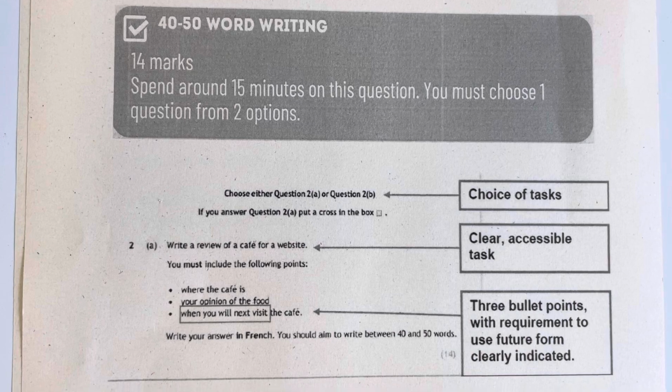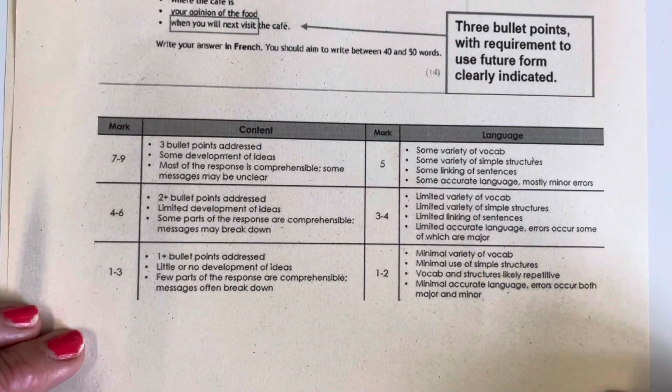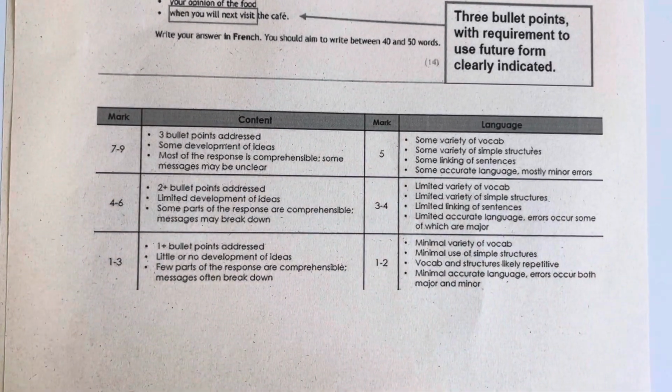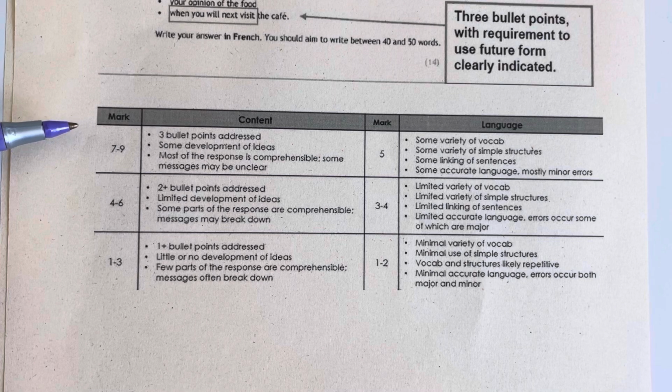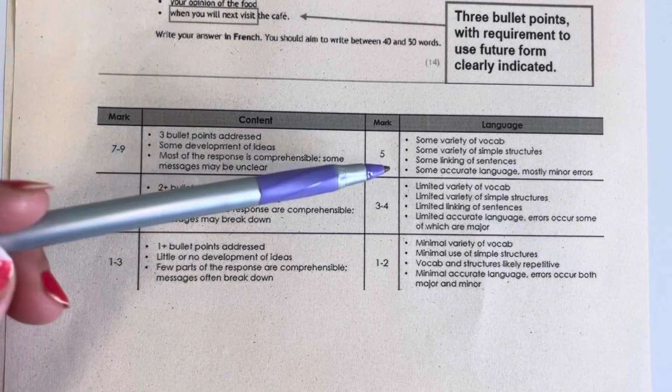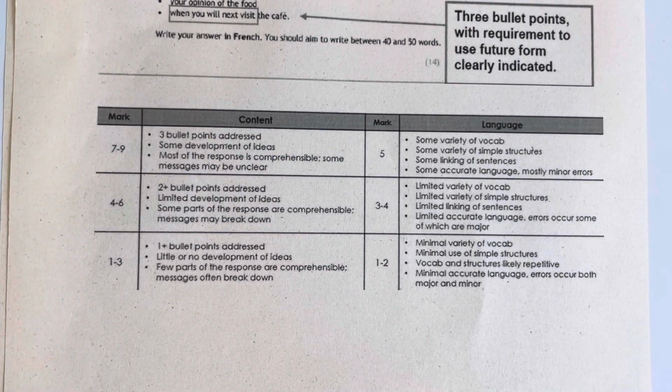In terms of marks, the 40 to 50 word task is scored out of 14. Your score is broken into two different sections. First of all, there is a score out of 9 for content. And secondly, there's a score out of 5 for language. Take a little look at this grid and familiarise yourself with the types of things you're being asked to do to maximise your marks.